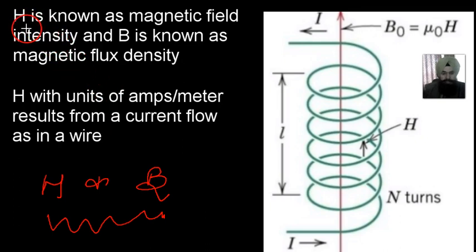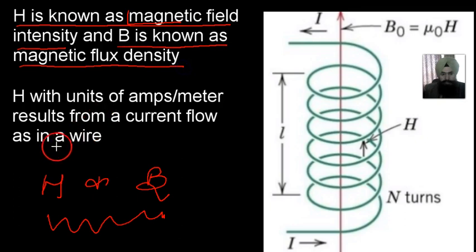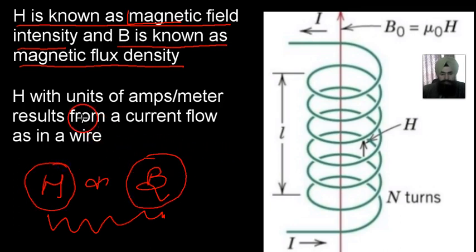Remember one thing, what is H? It is called magnetic field intensity. And what is B called? B is known as magnetic flux density. Sometimes we get confused. It comes to our mind that H and B are both magnetic fields. No. In the SI system, H and B are different.